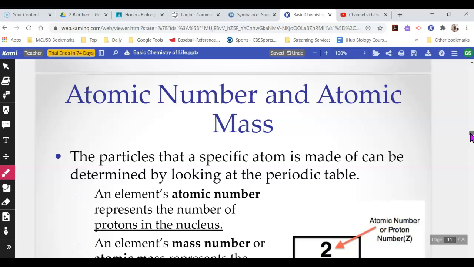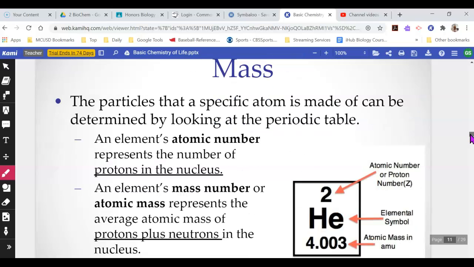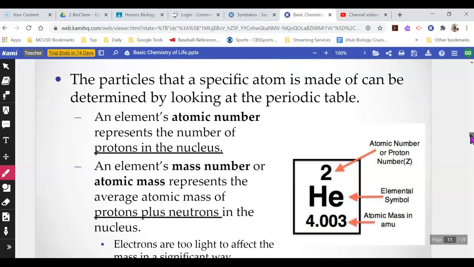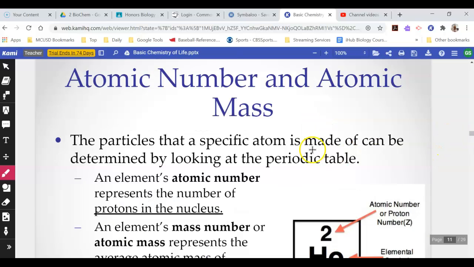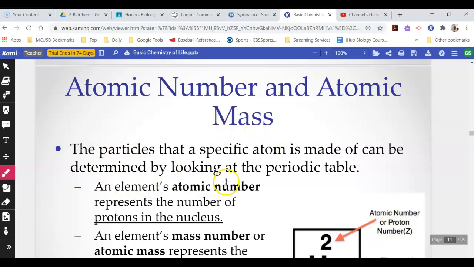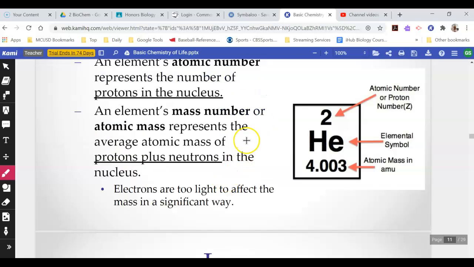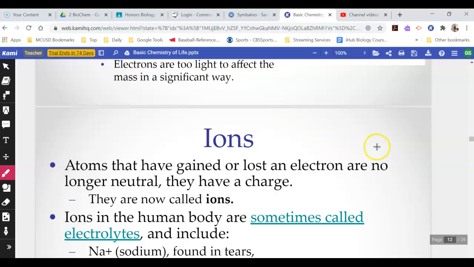So again, making your way through atomic number and atomic mass. We're going to have an assignment coming up that has us work with what these boxes on the periodic table can tell us, and they can actually tell us a lot. So I'll let you fill your notes through, and then we'll work with those on an assignment coming up later in the week.